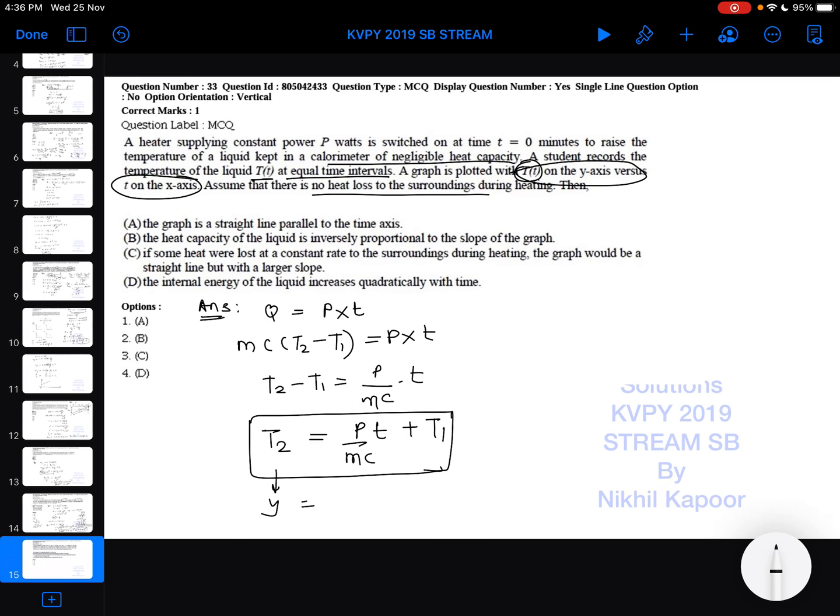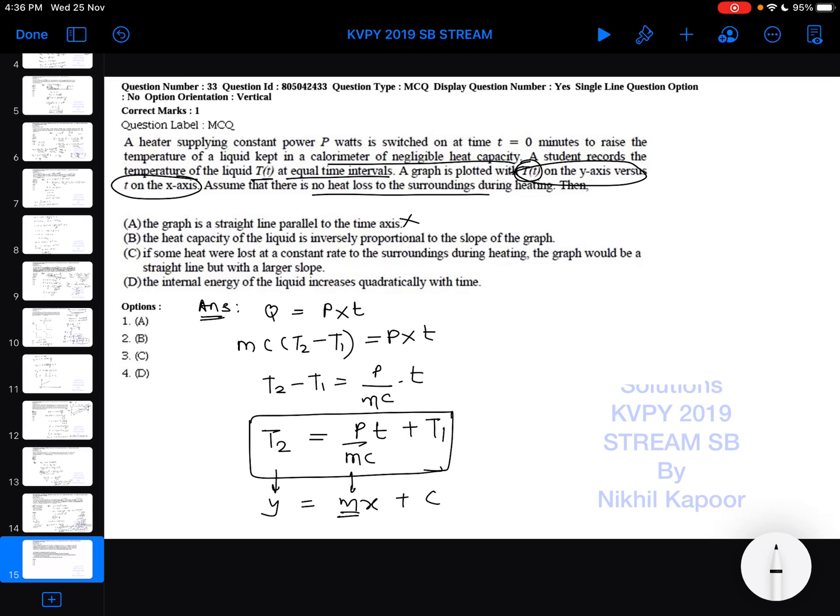As temperature is on the y-axis, it would be y is equal to mx plus c, where the slope of the graph is P upon mc. So the graph is a straight line and it is inclined. In the A option, it is said that the graph is a straight line parallel to the time axis. No, the graph is having some slope, and it will not be parallel to the time axis.